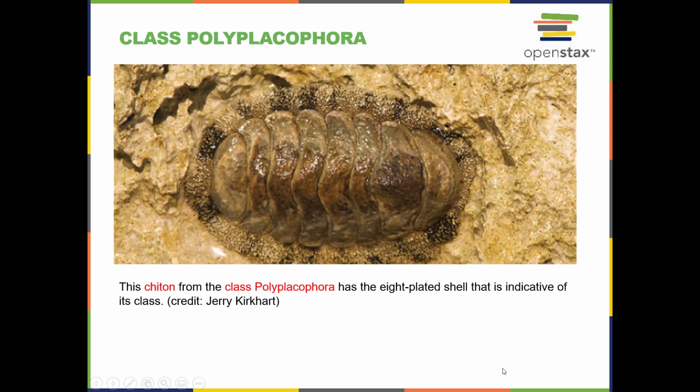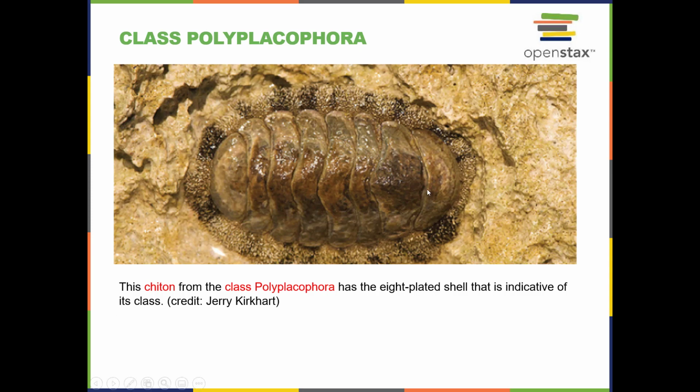So the first class is Polyplacophora. These are chitons. Chitons are a little bit like a snail, but there's not a clear head. If you watch long enough, you can see which direction he's moving, and you can guess which end would have the small, very small brain.